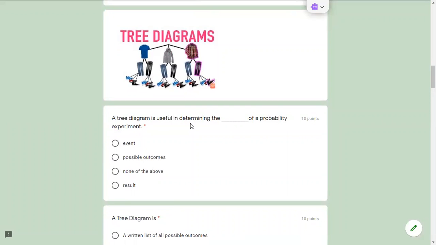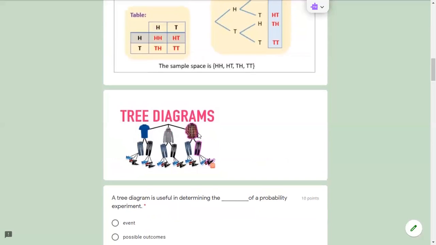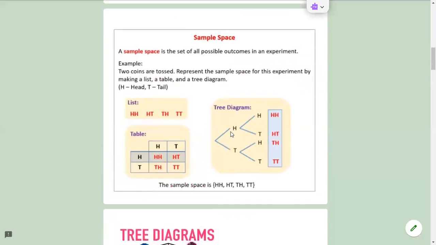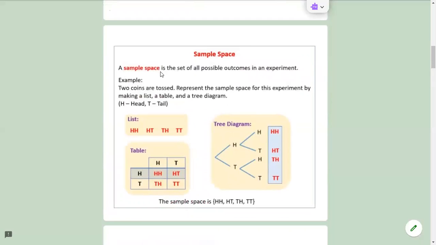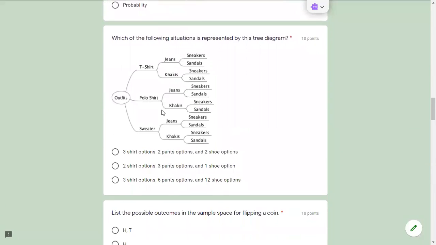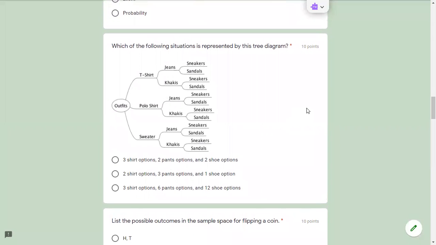So the tree diagram is useful when we are looking for the outcome of an event, so the possible number of outcomes, because we can show that with our sample space. And so sample spaces are shown with tree diagrams. Be careful when you're looking at these different diagrams that you can notice that there are only 2 different pairs of shoes and only 2 different pant outfit options, and there are 3 different shirt options.